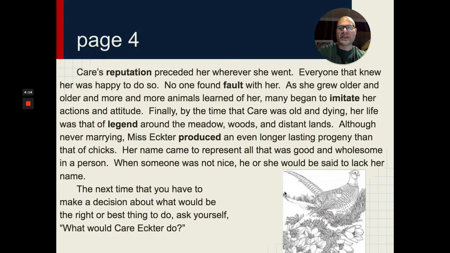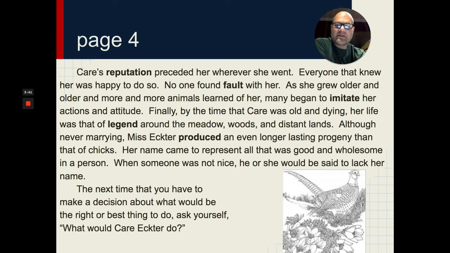Care's reputation preceded her wherever she went. In other words, the idea of how Care behaved and who she was went before her. People knew about Care before they ever even met her. Everyone that knew her was happy to do so. No one found fault with her. As she grew older and older and more animals learned of her, many began to imitate her actions and attitude.